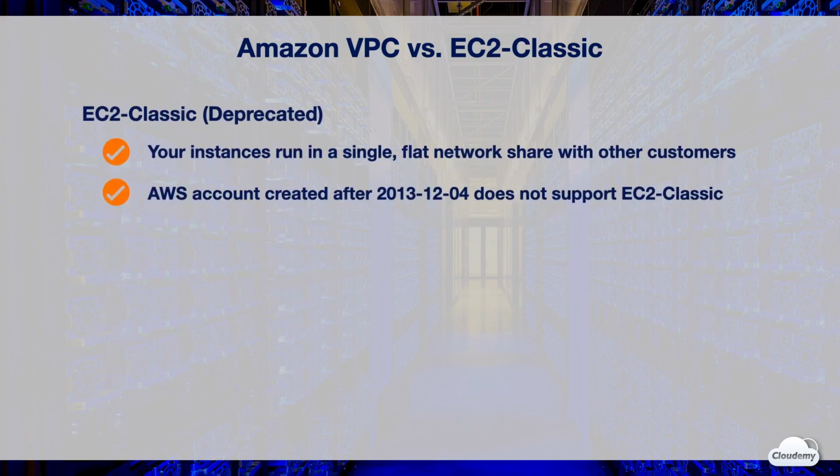You might have heard of EC2 Classic before. The EC2 Classic platform was introduced in the original release of Amazon EC2. However, it is replaced by Amazon VPC. With EC2 Classic, your instances run in a single, flat network that you share with other customers. With Amazon VPC, your instances run in a virtual private cloud logically isolated from other AWS accounts.